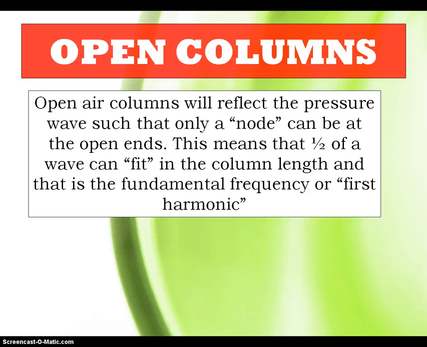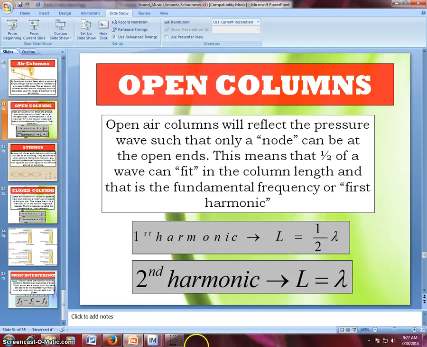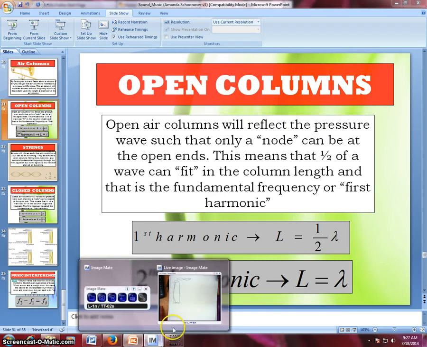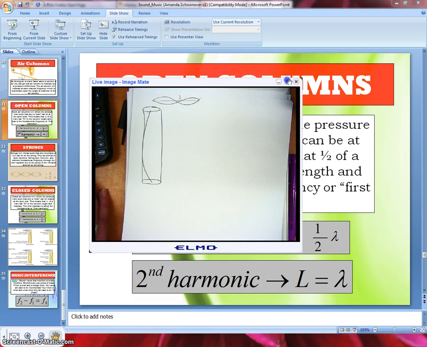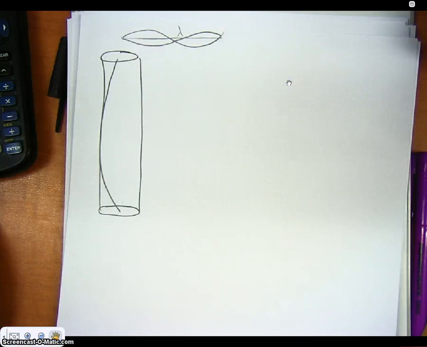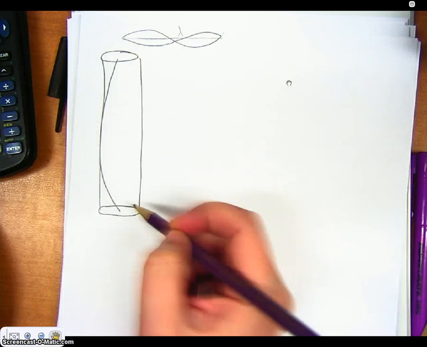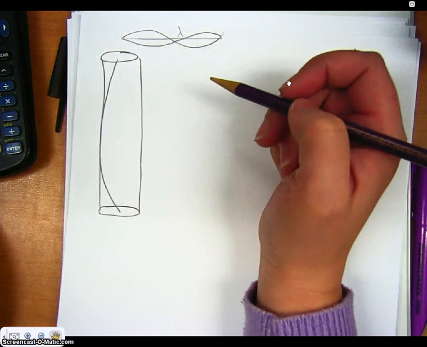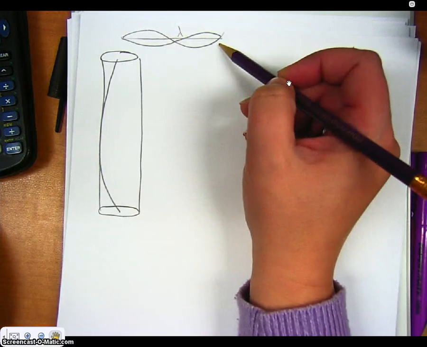So I'm going to go over to the Elmo here so we can see how that actually works. I'm going to start with the idea of open columns. When you have an open column, it is open on both ends. So this is an open air column. And here is just a standing wave so you get an idea.